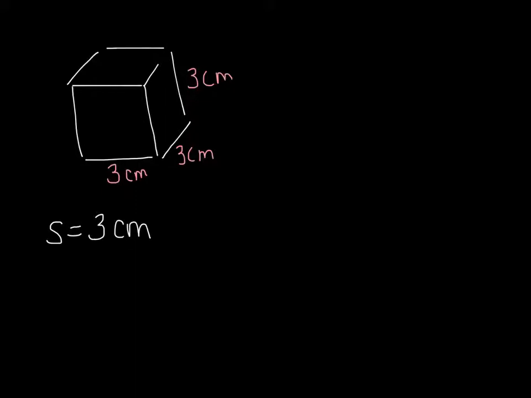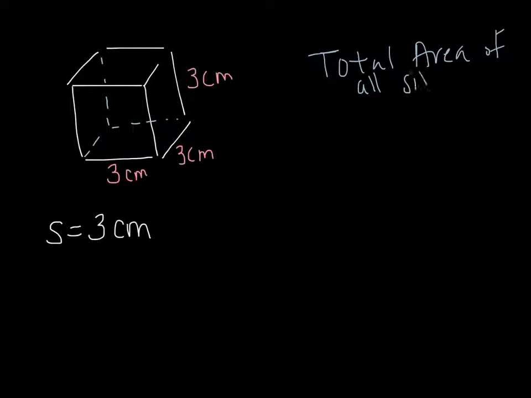In order to find the surface area, we want to know what it is going to take to cover all 6 faces of this cube. If I draw in the other hidden faces, I see that there are 6 faces, and I need to know the total area of all 6 faces.